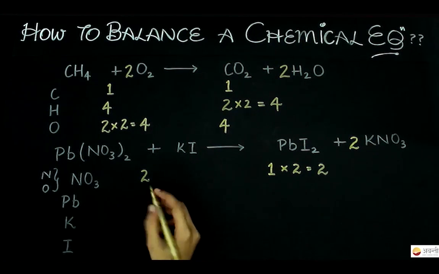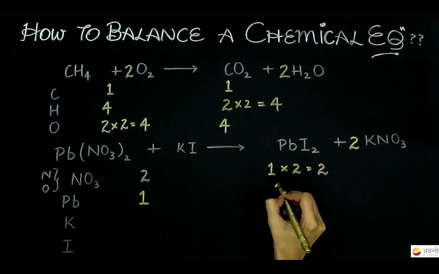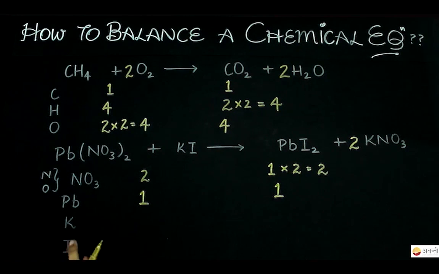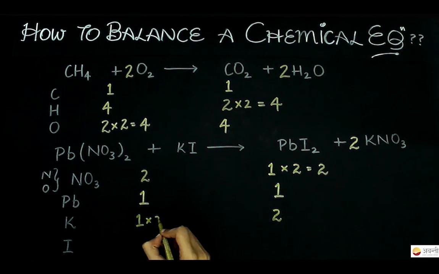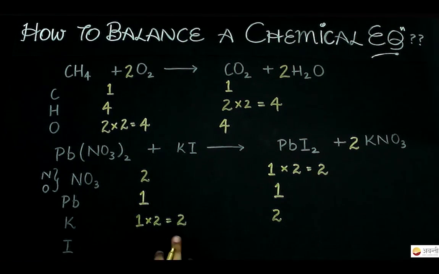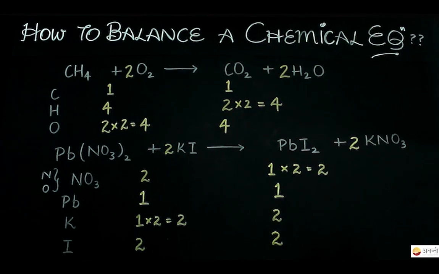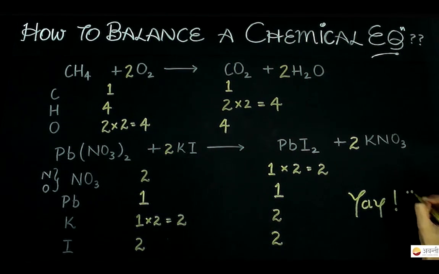If you take the case of lead, we have got 1 lead atom on each side of the equation, hence it is balanced. For potassium, I have 1 on the LHS and 2 on the RHS. So I balance this by changing the coefficient of potassium iodide. Lastly, I have got 2 iodide atoms on the left hand side, similarly 2 on the right hand side. Hence, we now learned how to balance a chemical equation.